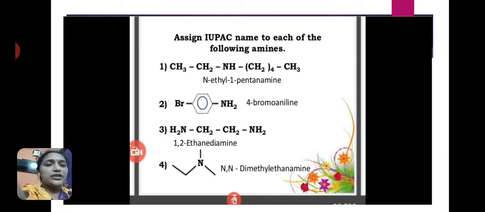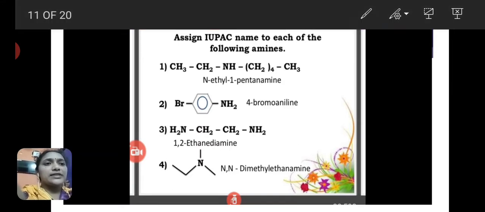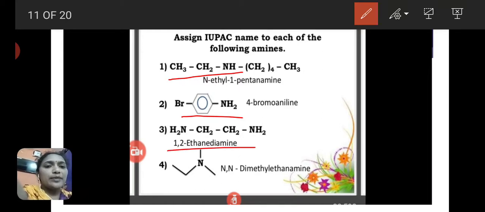Assign the IUPAC name to each of the following amines. Okay, some more examples are here. The first example is CH3CH2NH followed by CH2 taken 4 times and CH3. Here this is called N-ethyl 1-pentanamine. Next example: the benzene ring has bromine on one side and NH2 on the other side, so it is called 4-bromoaniline or para-bromoaniline.